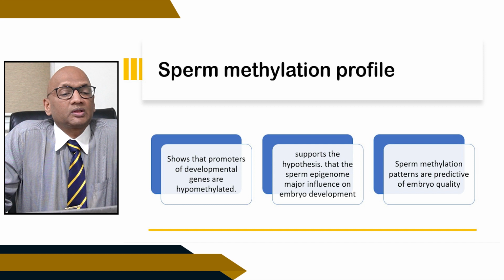When we look at sperm methylation, these sperm, until they are activated, undergo hypermethylation. The meaning of hypermethylation is that the genetic expression is silenced, and once they reach the 4 to 8 cell stage, the hypermethylation is stopped and the true influence of the genome is expressed, and sperm methylation patterns are predictive of embryo quality.